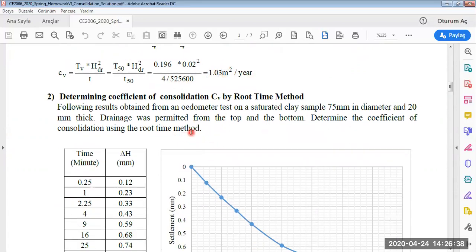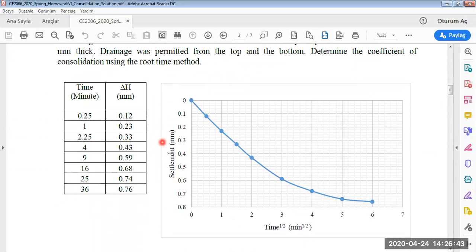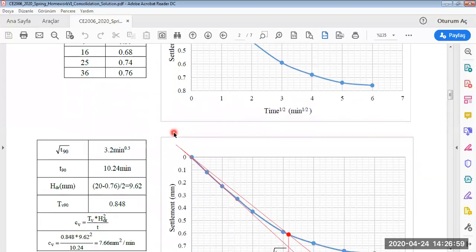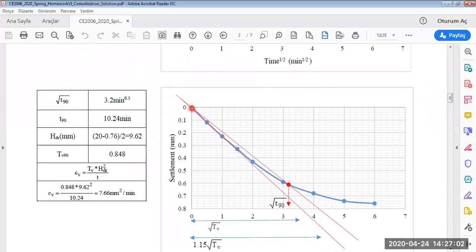There's another way, as I said, the root time method. It takes its name from here. We will use the square root of the time readings. Here are the time readings, and we will use the square root of these time readings on this axis. Again, we draw a straight line, a base straight line from the initial point of this parabolic graph. We call this point, as you see, the cross-section point.